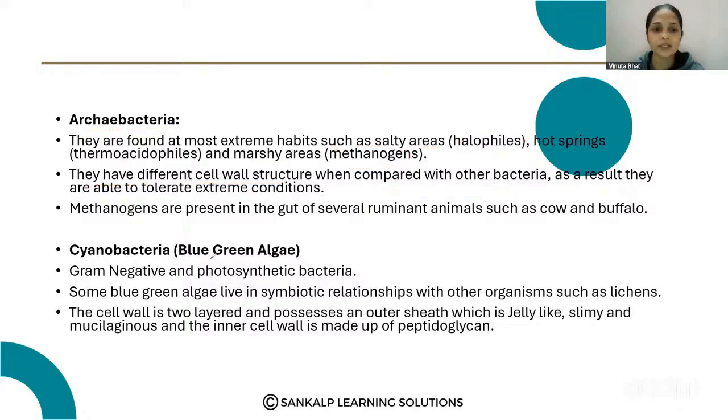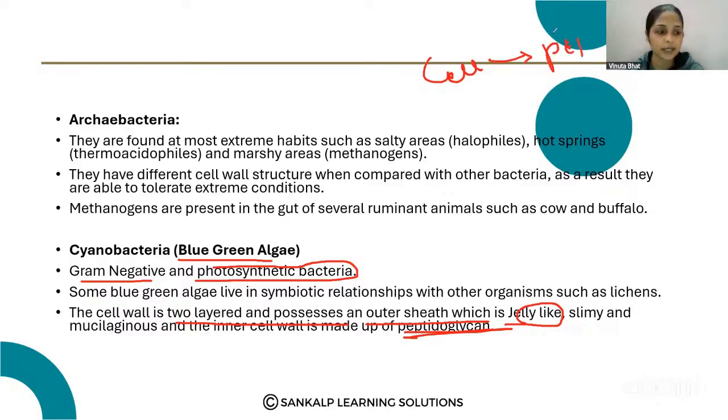Then cyanobacteria, that is the blue green algae. Gram negative and photosynthetic bacteria. The cell wall is two layered, possessing an outer sheath that is jelly like and slimy, mucilaginous, and an inner cell wall that is made up of peptidoglycan. So the cell wall of the bacteria of the Monera kingdom is made up of peptidoglycan. That is mainly the chemical composition of the cell wall. Other than this, the slimy layer is also present in the case of cyanobacteria.